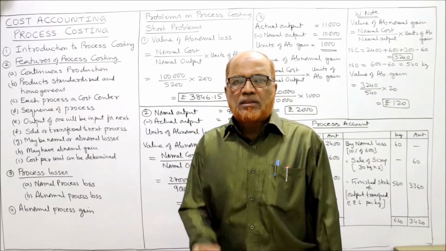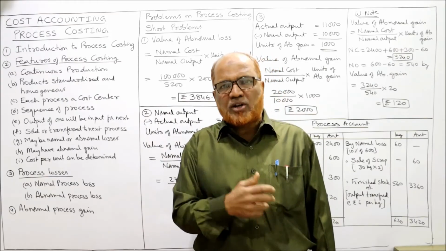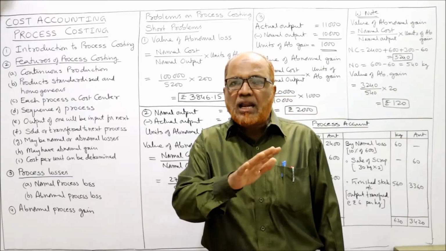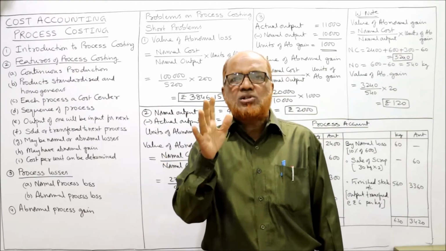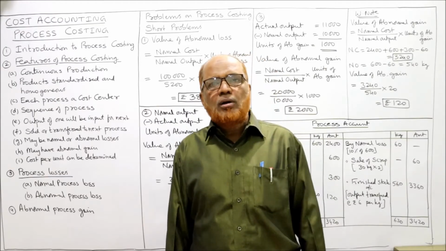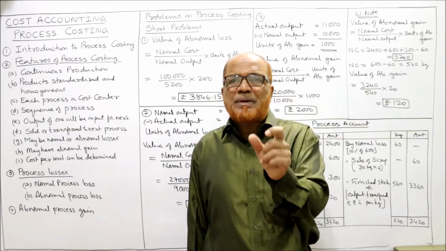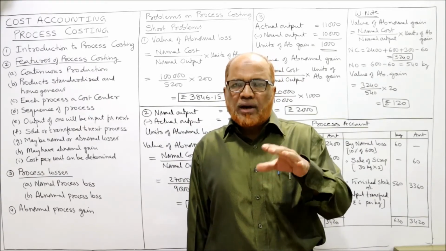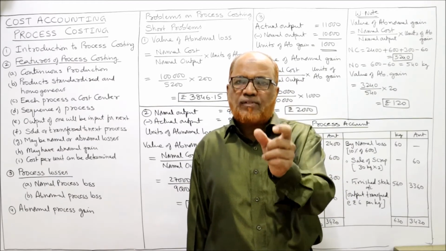10% is the loss. This loss is anticipated, inherent according to the nature of production, nature of material. Nothing can be done. It is unavoidable loss. It cannot be avoided. Definitely this loss will be there. This is called normal loss. Simple words. Normal loss is the expected loss, anticipated loss. That means according to experience, already it is determined in advance that this loss definitely will be there.